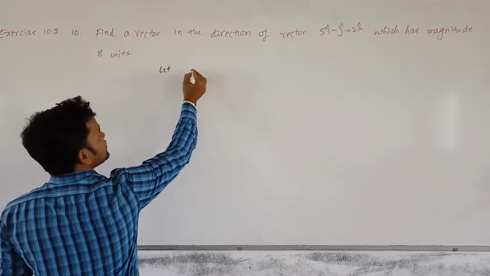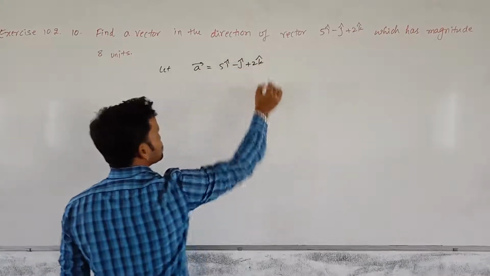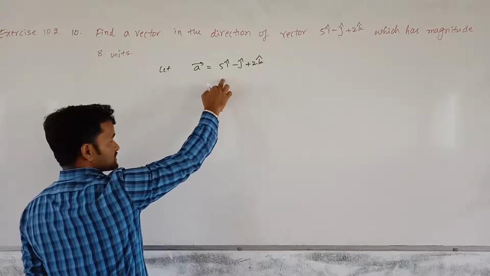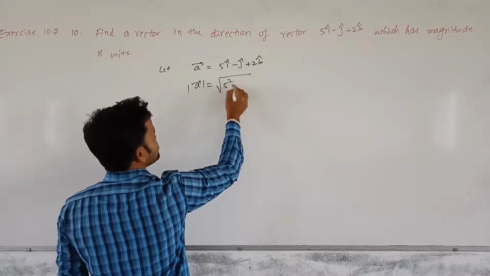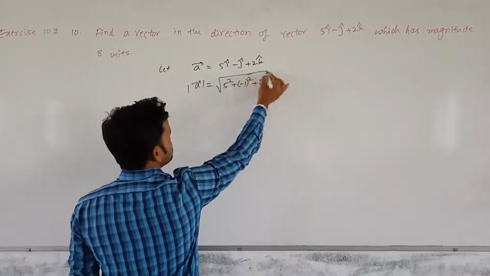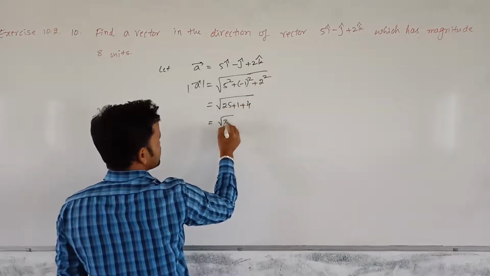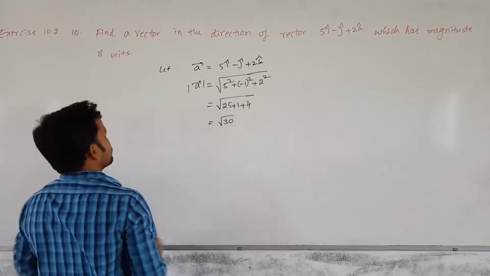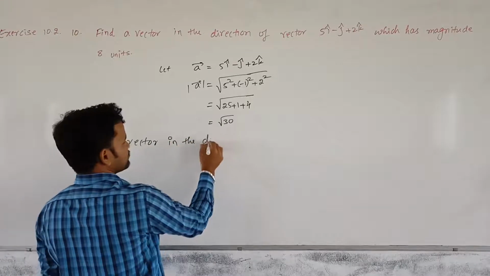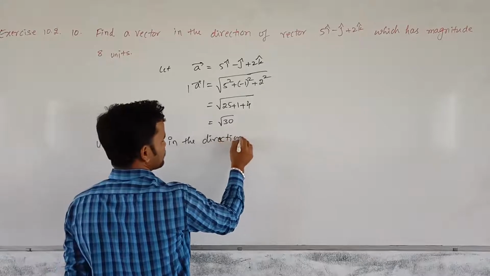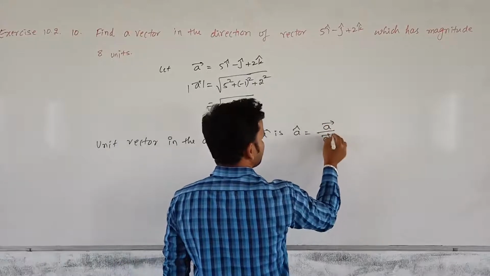Let us take A is equal to the given vector, that is 5i minus j plus 2k. I will find out the unit vector in the direction of this. For that, we need the magnitude. Magnitude of the vector is square root of 5 square plus minus 1 square plus 2 square. This is square root of 25 plus 1 plus 4. How much is this? This is square root of 30. Now, the unit vector I will find out first of all. Unit vector in the direction of vector A is A cap is equal to vector A divided by magnitude of vector A.